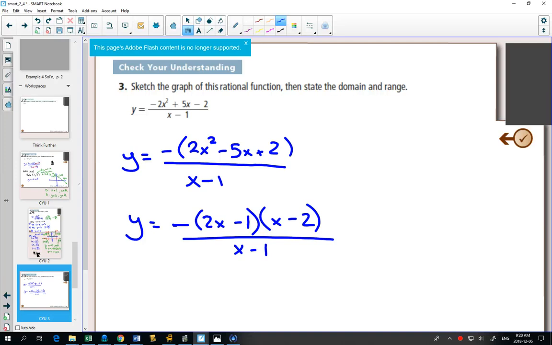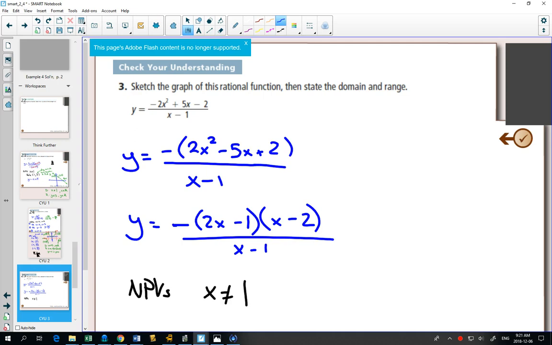I also forgot to equate it to y. And so our non-permissible values, x can't equal 1/2 and x. No, those are not non-permissible values. Those are my x-intercepts. x can't equal 1 is our only non-permissible value. Does it cancel out? No.